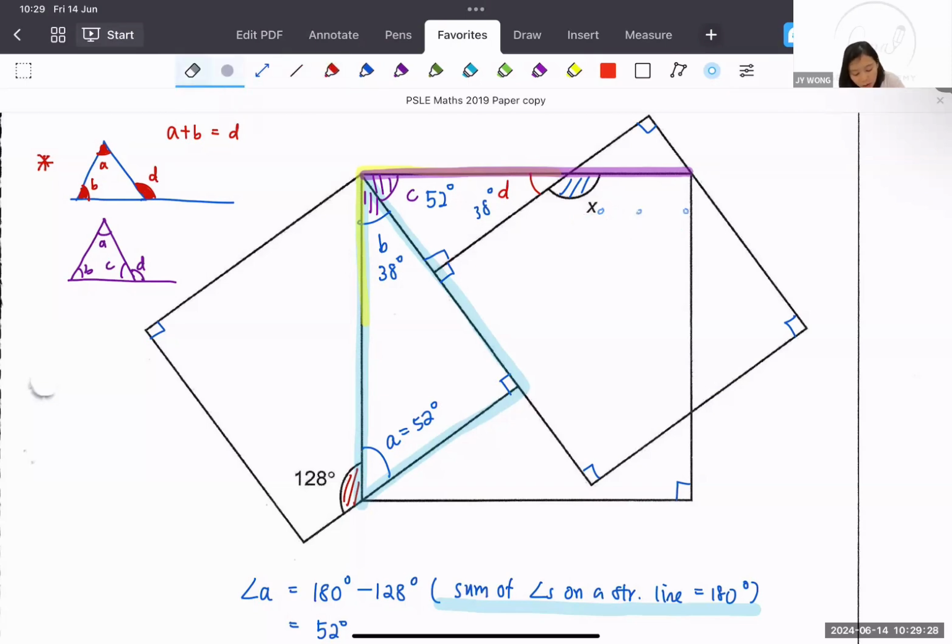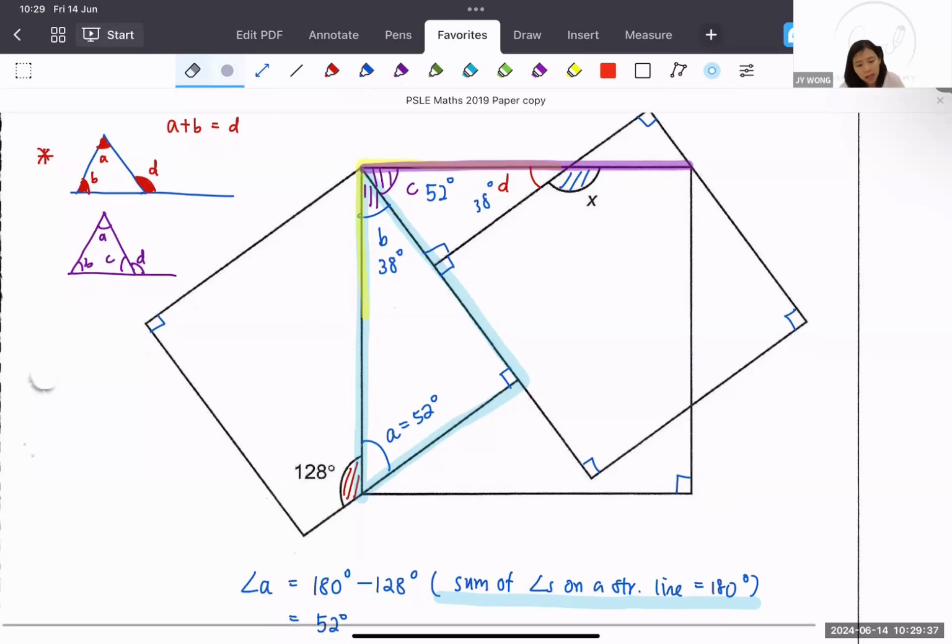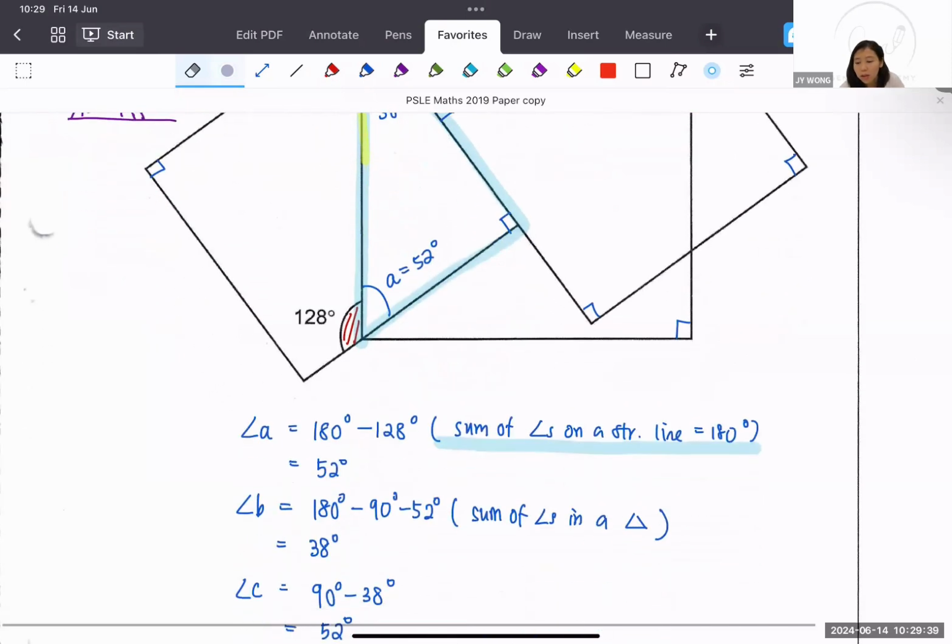But however, even if you do it by the longer way, which is to keep using the angle sum of triangles, it's actually fine. Because in the end, you just want to make sure that you get to the answer.